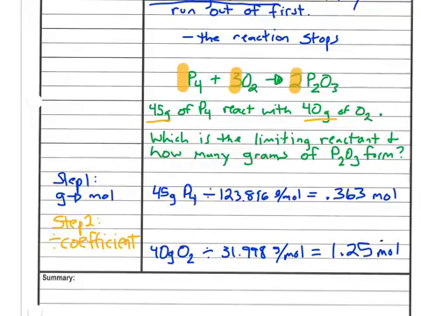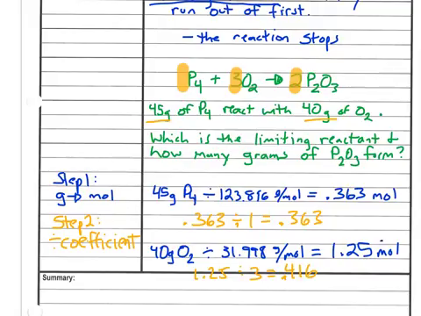So for my P4, I'll do 0.363 and I'll divide that by 1, which I can do in my head. That's 0.363. And for the oxygen, I'll do 1.25 divided by 3. I get 0.416. So that tells me that I actually have more of the oxygen available for my reaction.